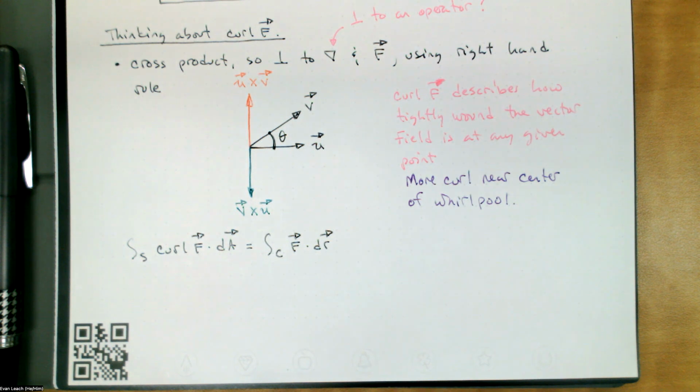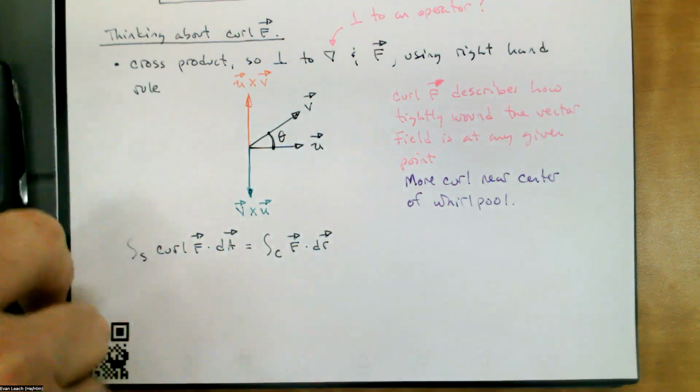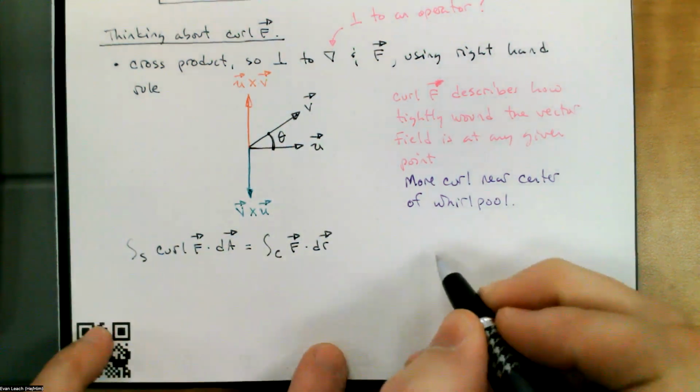So the surface integral of the curl of the vector field is showing us how spinny the vector field is at all the points on the surface. And Stokes' theorem says that we can measure this just by looking at the vector field around the boundary of the surface. Remember the rule for how C is the boundary of S.